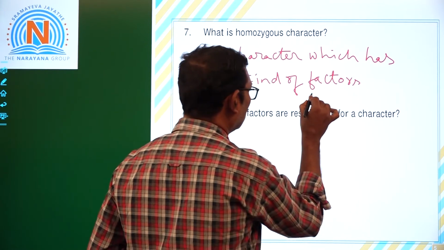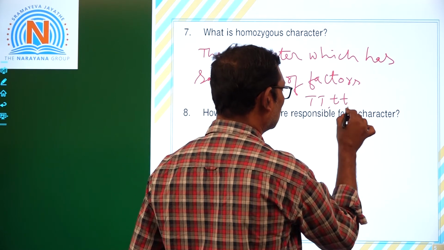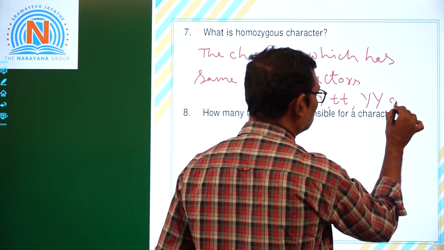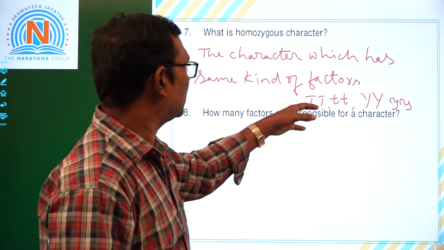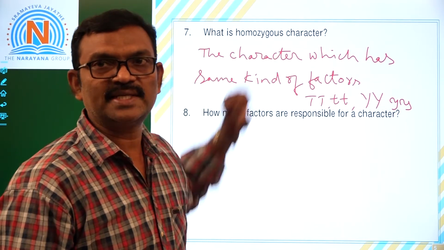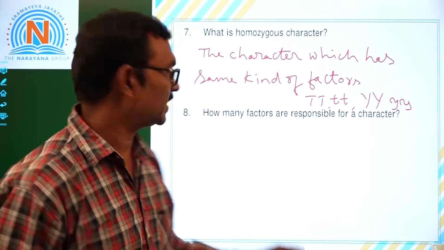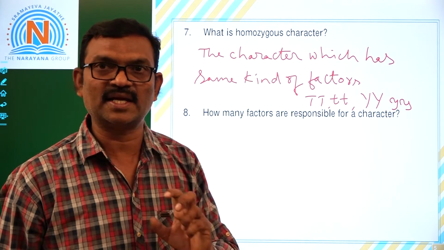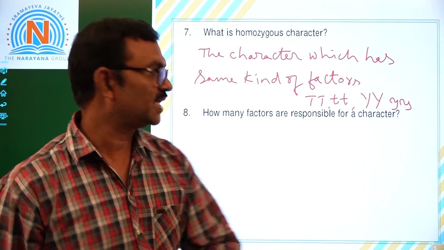For example, capital T, tall, small t, dwarf, capital Y, yellow, small y, green. So this kind of characters are called homozygous characters. That means the character which has identical factors. Capital Y, capital Y is identical. Capital Y, small y is not identical. Right, so these kinds of characters are called homozygous characters.